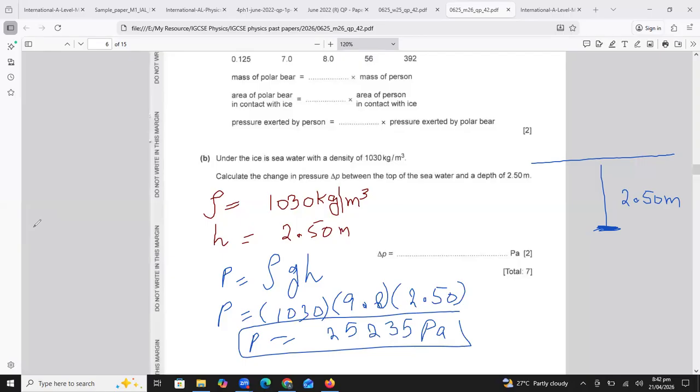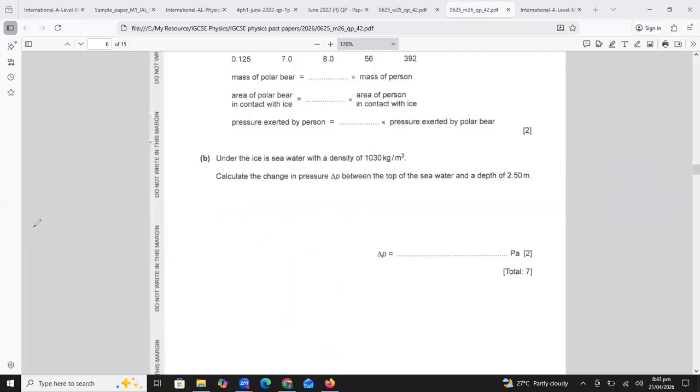Well done, students. Okay. So we have completed question number 3. Now I am moving towards the next question, that is question number 4.